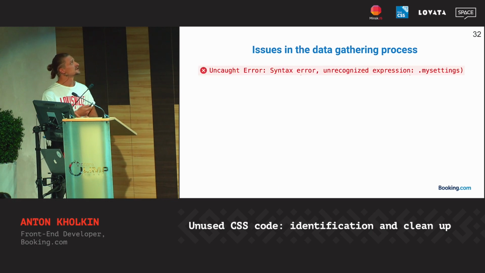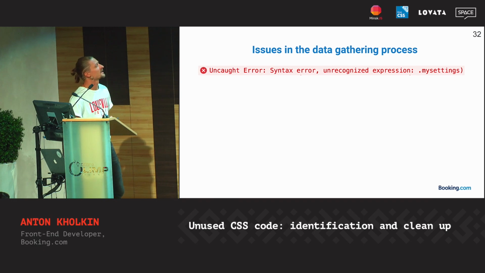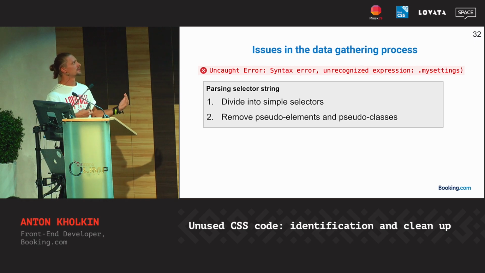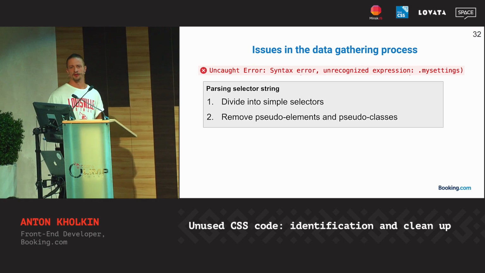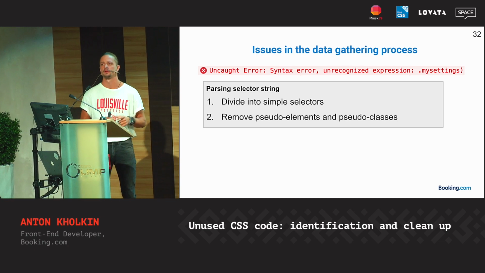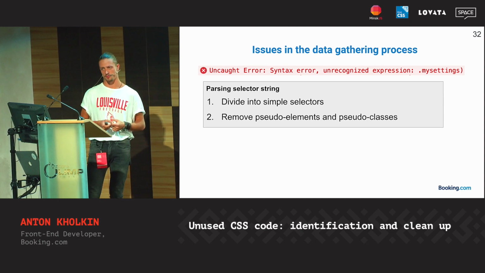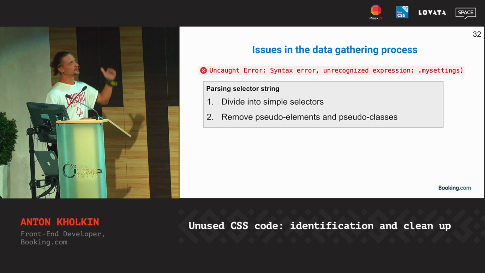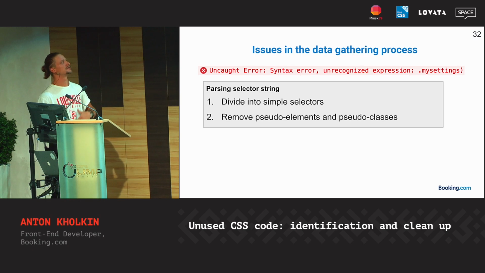And during the testing, we had some JavaScript errors that I would like to share with you. Here you see the syntax error, unrecognized expression, and this string. As I mentioned before, we cut off all pseudo elements and pseudo classes. Also, if we have CSS rules with multiple selectors divided by comma, we separate them and test them as single ones. But we do it in exactly this order: we divide the selectors into simple ones and then cut off the pseudo elements.